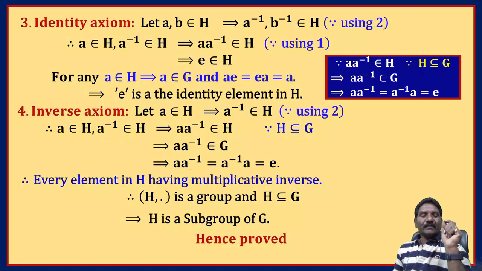Inverse axiom. Let A belongs to H gives A inverse belongs to H using 2. Therefore, A belongs to H, A inverse belongs to H gives A inverse belongs to H using 1. That is, A, B belongs to H gives AB belongs to H. Here A inverse belongs to H.